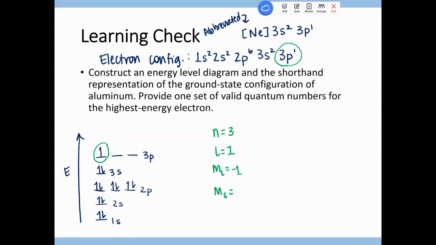And then MS? Plus or minus 1/2, you just have to pick one. I'm going to write plus 1/2 because we've drawn this electron spin up. So that implies plus 1/2. If you wrote minus 1/2, that's also valid for that electron. That would be represented by the arrow pointing down in the orbital diagram.